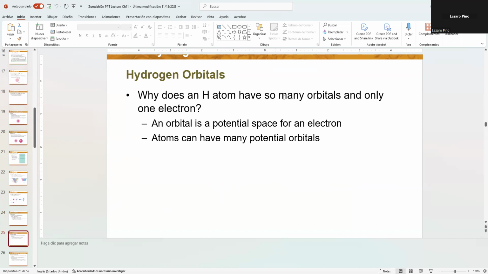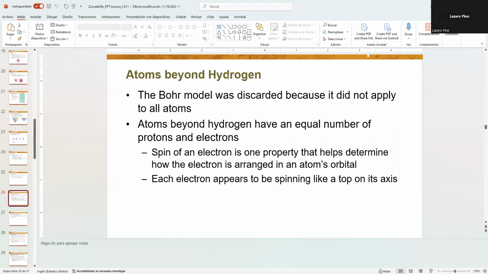Why does the hydrogen atom have so many orbitals and only one electron? An orbital is a potential space for an electron. Atoms can have many potential orbitals. That's why you can see many different possible orbitals for only one electron. Atoms beyond hydrogen: let's see what happened. The Bohr model was discarded because it did not apply to all atoms. It can only be applied to hydrogen, which has only one electron.